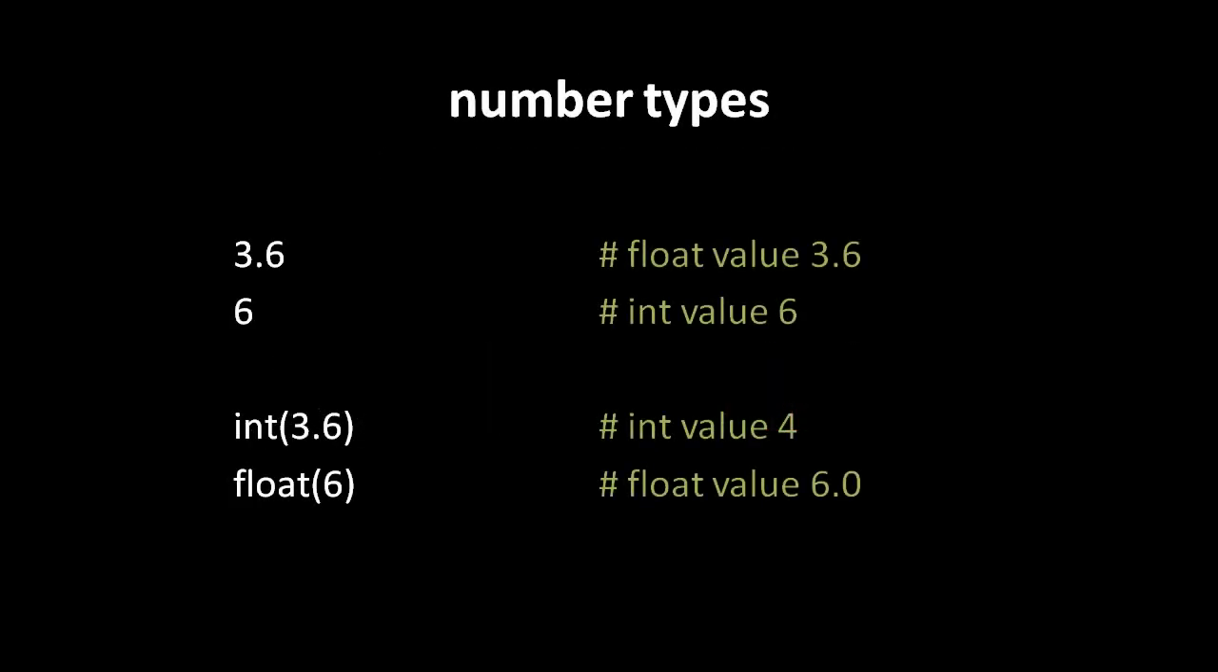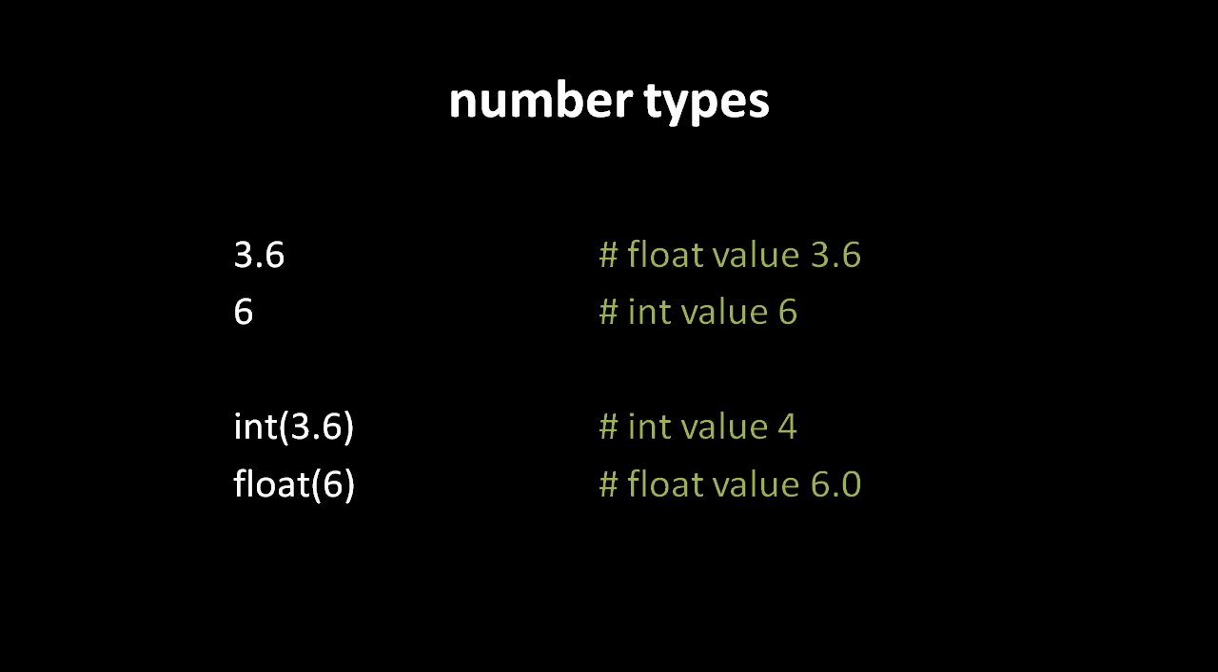Unlike in JavaScript, where all numbers are stored internally as floating point values, as the same data type, in Python, integer values and floating point values are separated by two separate data types. The integer type is called int, and the floating point type is called float. So if you see a number literal reading 3.6, that's a float value, and if you see a number literal like 6 with no decimal point, that's an int value.